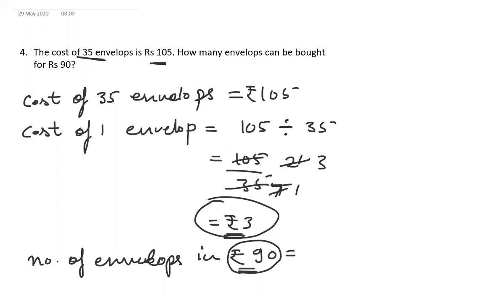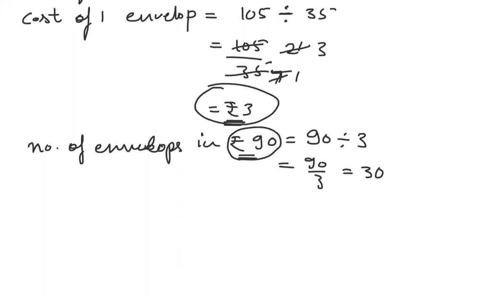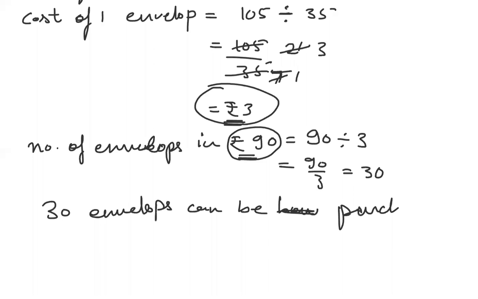In this question we have to divide 90 rupees by 3 rupees so that we can find the number of envelopes. So 90 upon 3 is equal to 30. So we can buy 30 envelopes. 30 envelopes can be purchased for rupees 90. Is it clear?